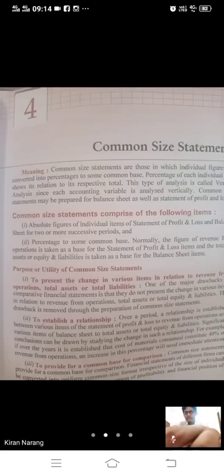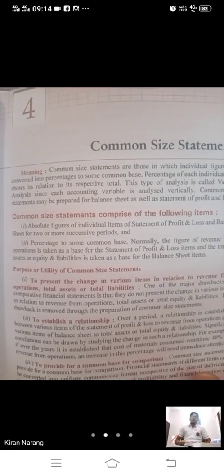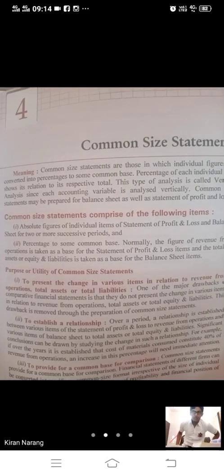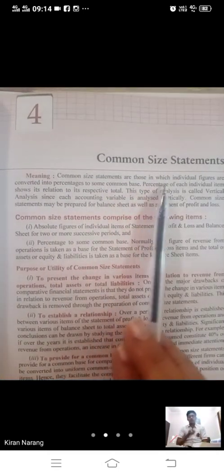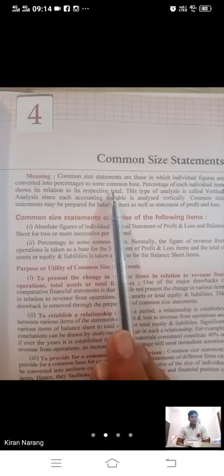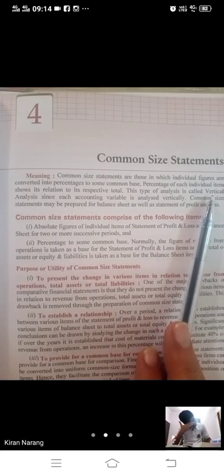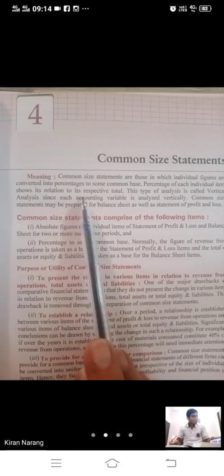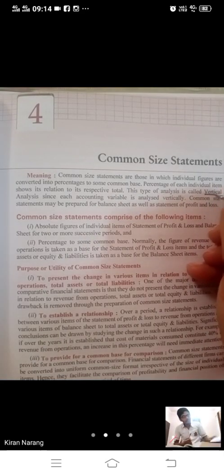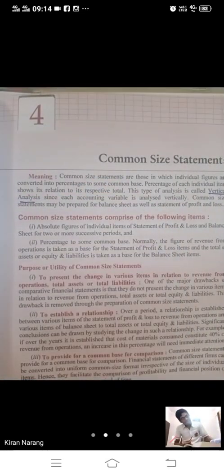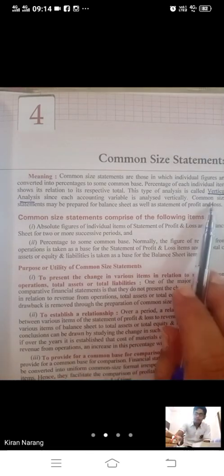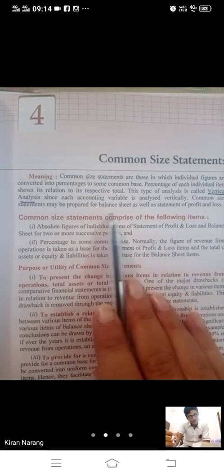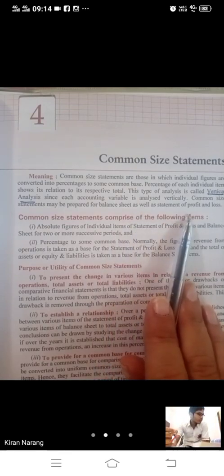So bache, we are going to start chapter number 4 today, and that is common size statements. Common size statements are those in which individual figures are converted into percentage to some common base. Percentage of each individual item shows in relation to its respective total. This type of analysis is called vertical analysis. Now we are doing vertical analysis. Common size statements may be prepared for balance sheet as well as statement of profit and loss.